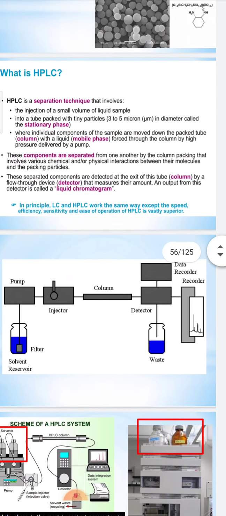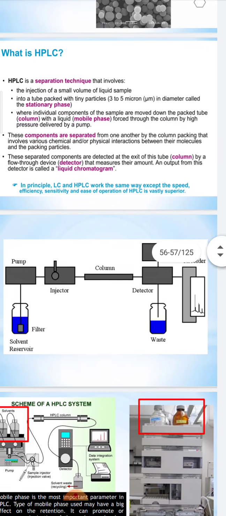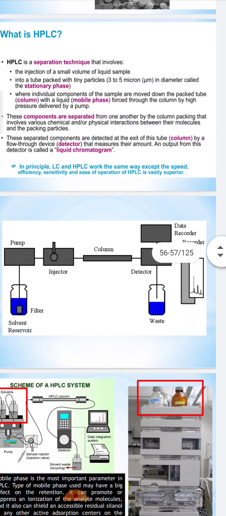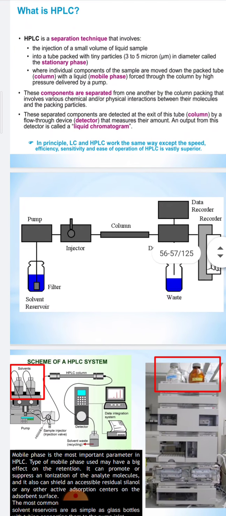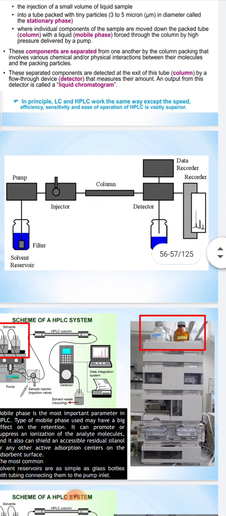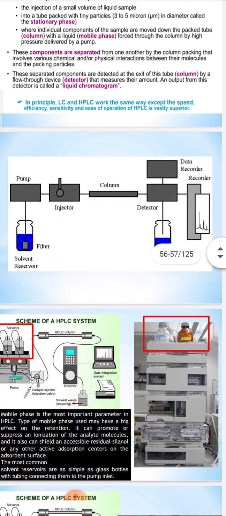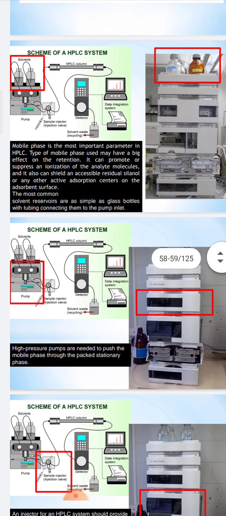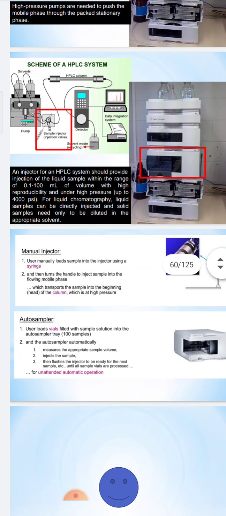The principle of liquid chromatography and high performance liquid chromatography is the same, except the speed, efficiency, sensitivity and ease of operation of HPLC are vastly superior. This is the block diagram. You can see the reservoir, pump, injector, column, then the detector, and then the recorder. You can see it is very simple. Whatever you have seen is pictorially shown over here.